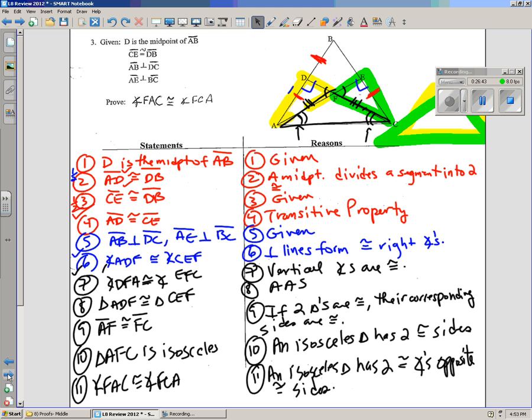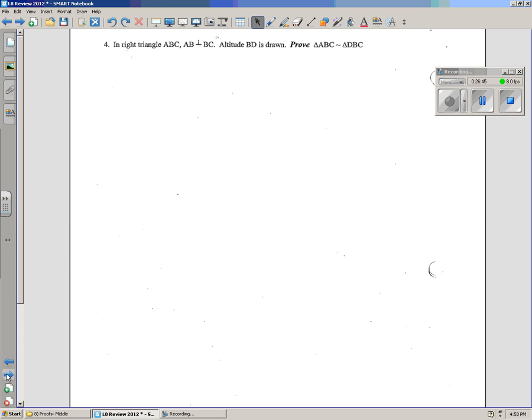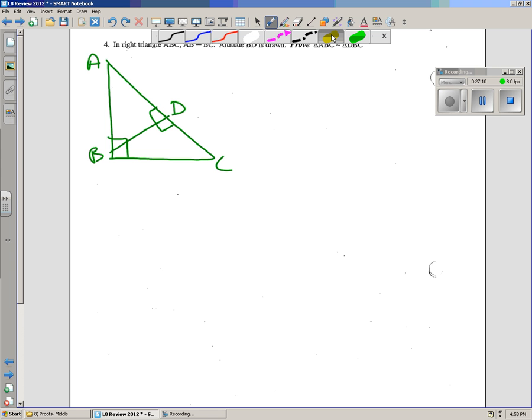All right, number 4, we have to draw a picture. So it says in right triangle ABC, AB is perpendicular to BC, so that means B has to be the right angle. And then it says altitude BD is drawn. So it's going to be drawn to the hypotenuse. And they would like us to prove, a little bit of a different proof here, that triangle ABC is similar to triangle DBC.